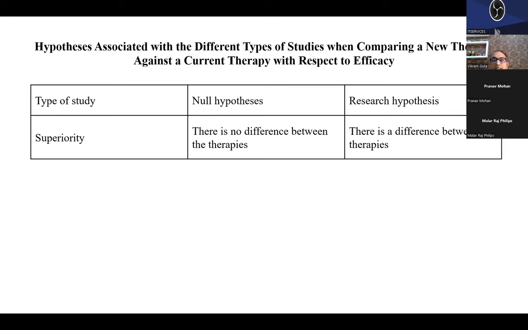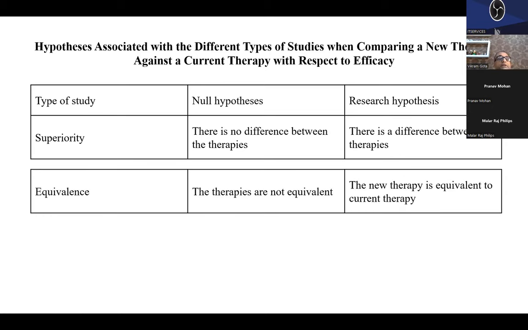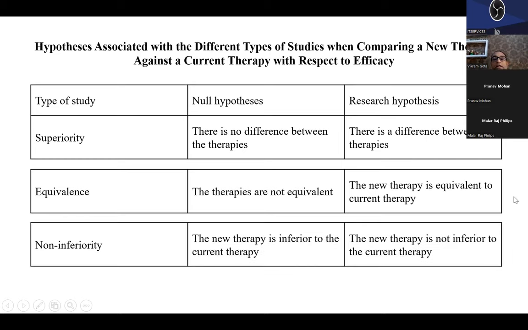When you are doing a superiority trial, the null hypothesis states that there is no difference between the two treatments. The alternative hypothesis, and you have to watch the language here, is that when "no difference" becomes "there is a difference": there is a difference between the treatments. Likewise, for equivalence, the null hypothesis is that the two treatments are not equivalent, and then you are going to reject that and say that the new therapy is equivalent to the current treatment. And in the non-inferiority trial, the null hypothesis is that the new therapy is inferior to the current therapy.